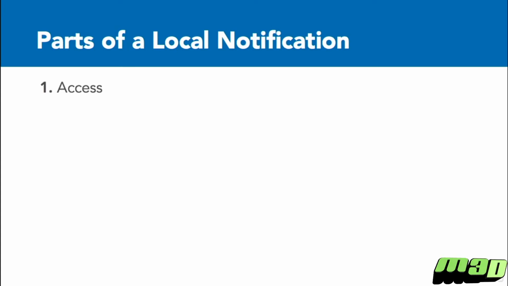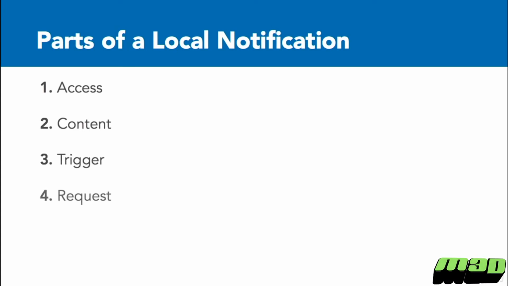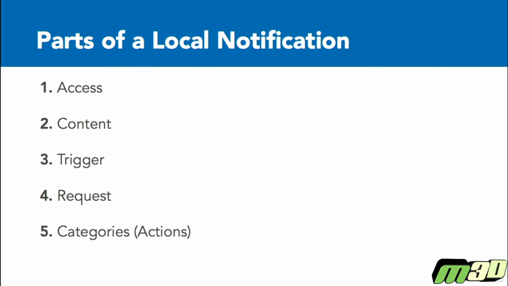You add categories with actions to an app. The request will meet the conditions of the trigger, then display the content and the actions defined by the categories. Those actions, if selected by the user, run code in a delegate method without ever opening the app. Keep all this in mind as we look at remote notifications. Those parts are there, but in some very different forms.